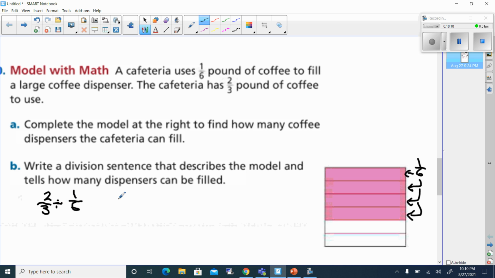Which is really going to be equal to 2/3 multiplied by 6 over 1. We know 6 and 3 are both divisible by 3. 3 divided by 3 is 1. 6 divided by 3 is 2. And now we have 2 times 2 on the top, which is 4. And 1 times 1 on the bottom, which is 1. And like I said a second ago, that equates to 4 dispensers that can be filled.